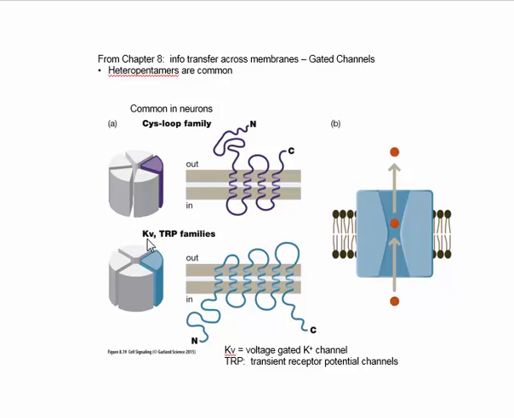And here's an example of a voltage-regulated potassium channel, Kv, and this transient receptor potential channel. Likewise, these are very similar. They have these outer loops, and they have an N and C terminus. Again, the same side of the membrane, but now they have 6 transmembrane helices going through.